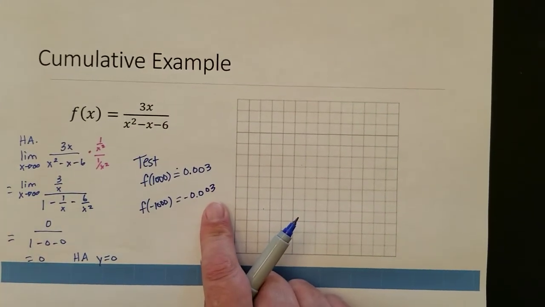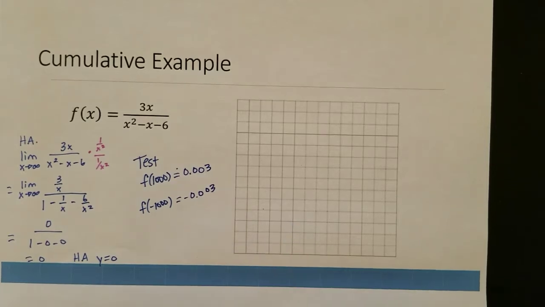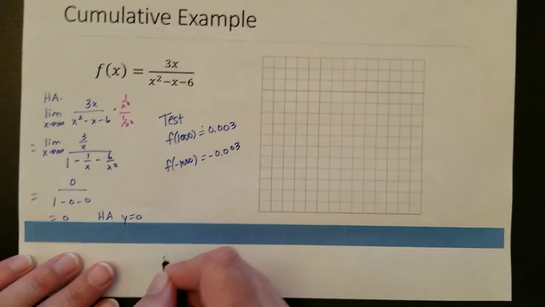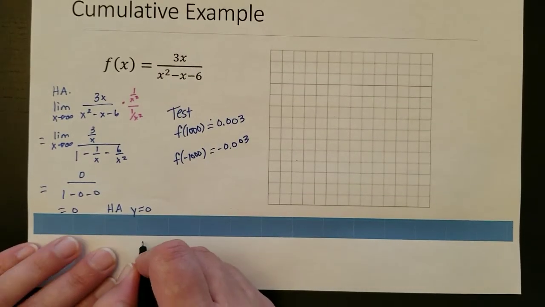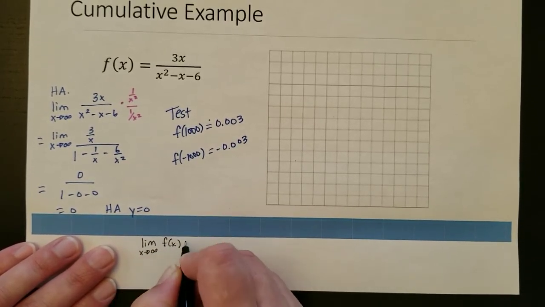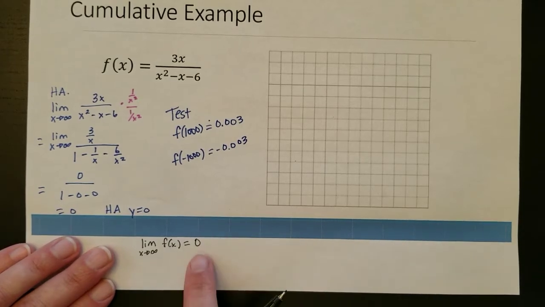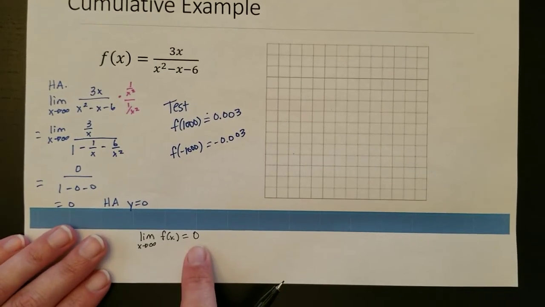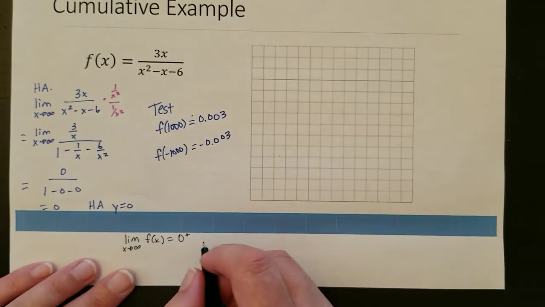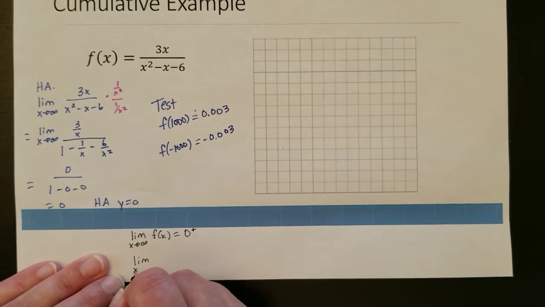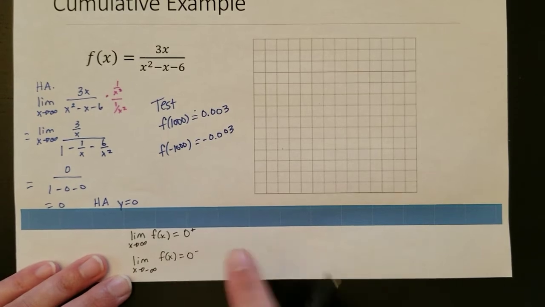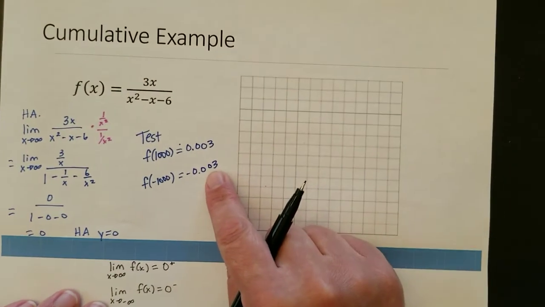So I need to do kind of a good form limits statement here, that the limit, I'm just going to put it on the bottom so I don't have to squeeze it in. So the limit as x approaches infinity of f at x is 0, because the limit is 0. That is my horizontal asymptote, but it's 0 from above. So I'll put a plus there. And then the limit as x approaches negative infinity of f at x is 0 from below, because that's a little bit below my horizontal asymptote.